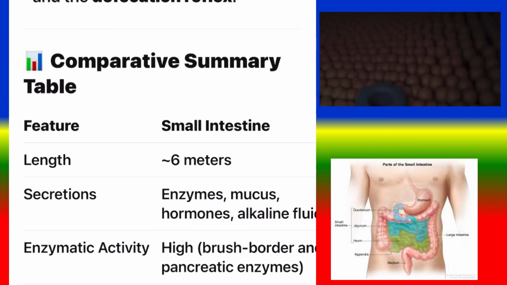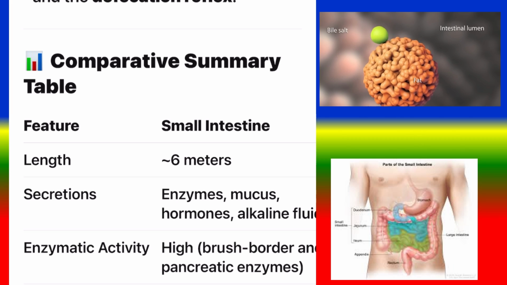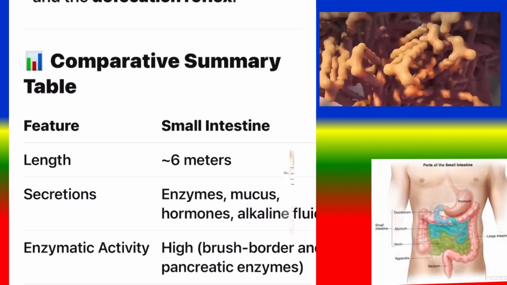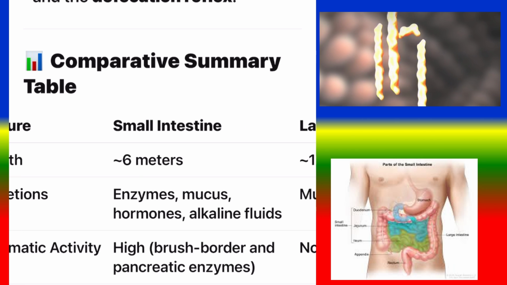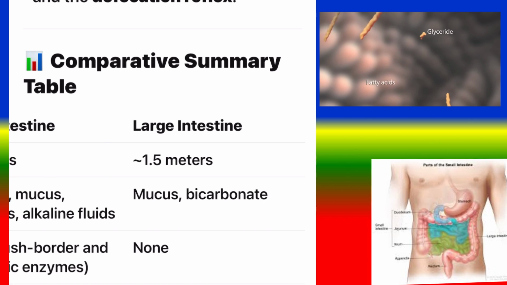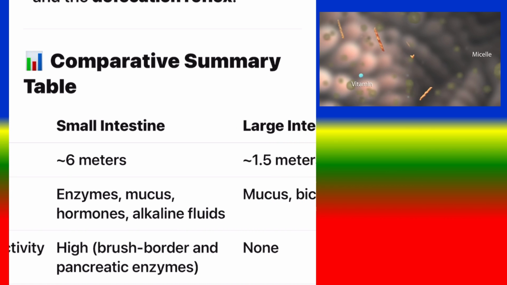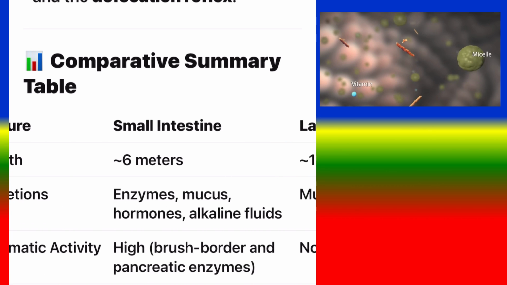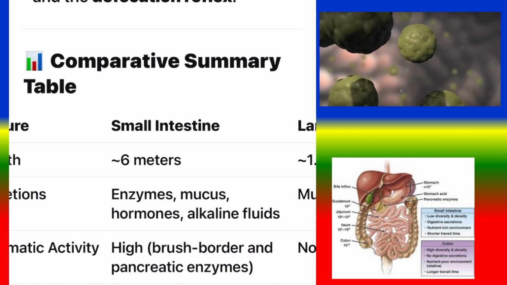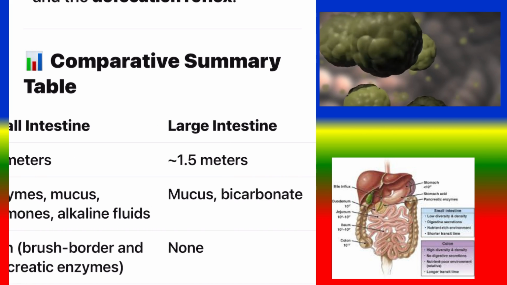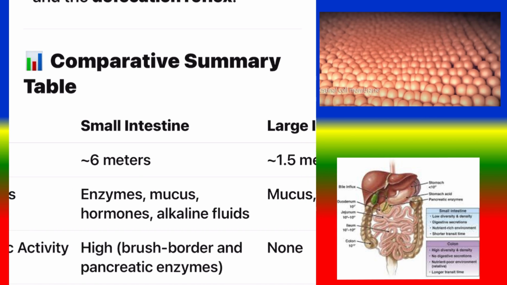Comparative summary table. Features: small intestine and large intestine. Length: 6 meters and 1.5 meters. Secretions: enzymes, mucus, hormones, alkaline fluids in the small intestine; mucus and bicarbonate in the large intestine. Enzymatic activity: high, brush border and pancreatic enzymes; none in the large intestine. Main functions: digestion and absorption of nutrients; water reabsorption, vitamin synthesis, feces formation. Absorption: nutrients, electrolytes, vitamins, water.